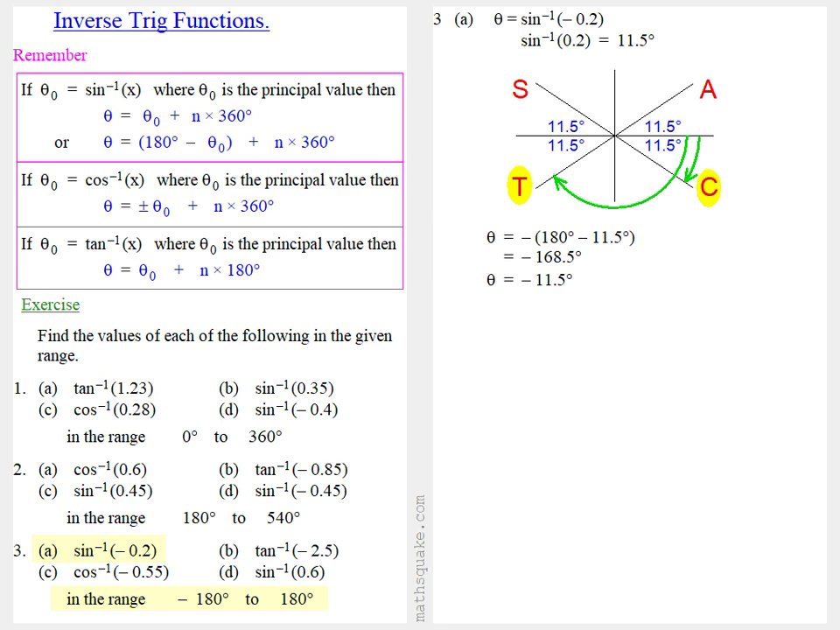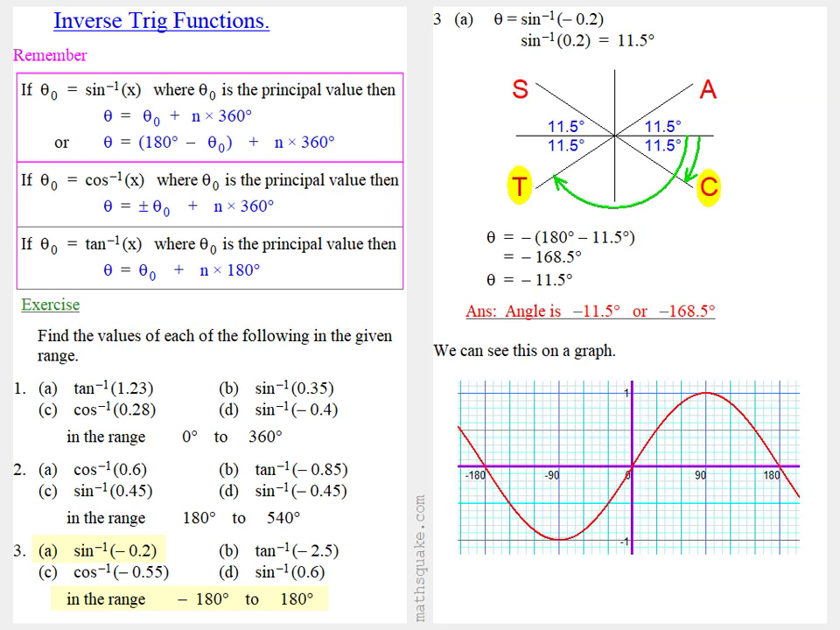If we go to T or to C anti-clockwise in the positive direction, it'll be an angle greater than 180 and therefore not in the region we want. So we have two possible answers, minus 11.5 or minus 168.5.